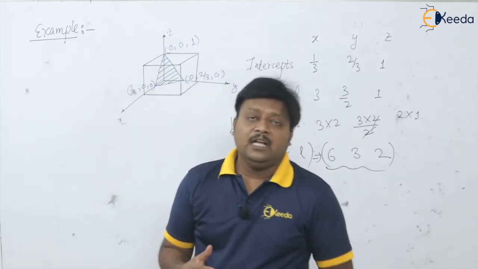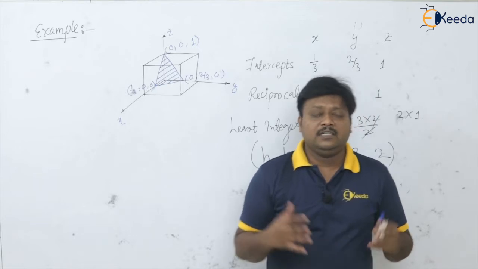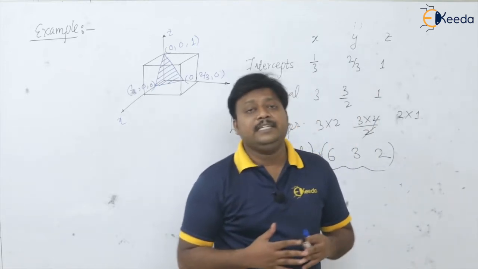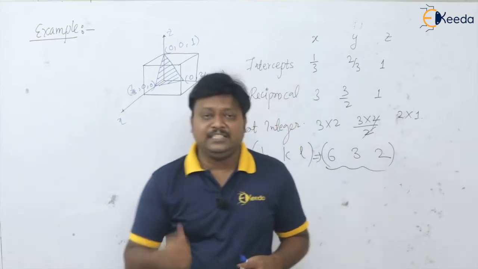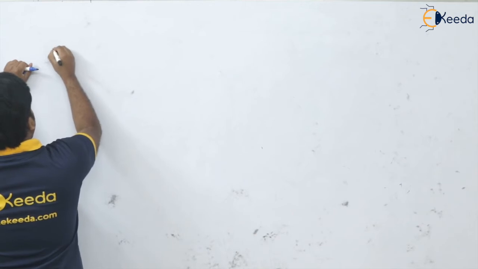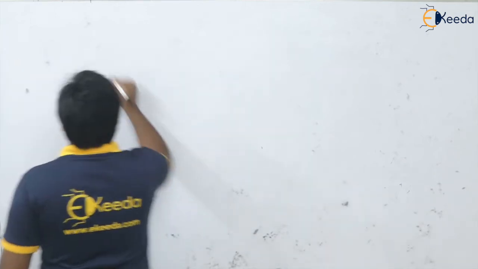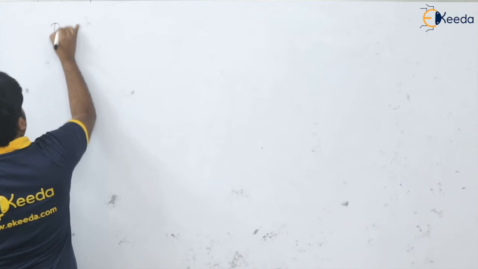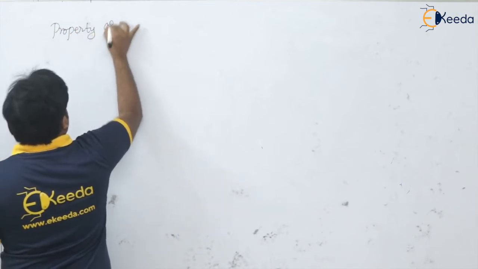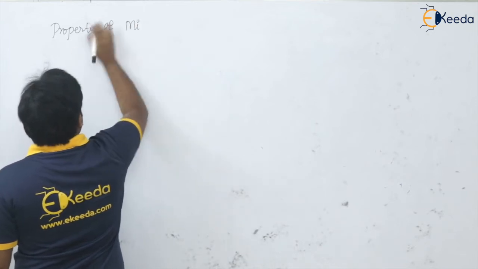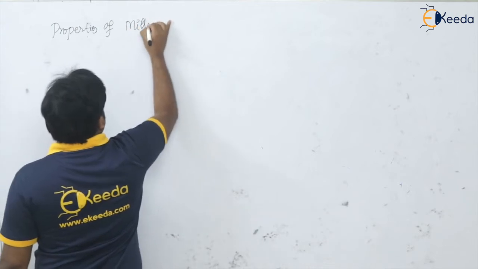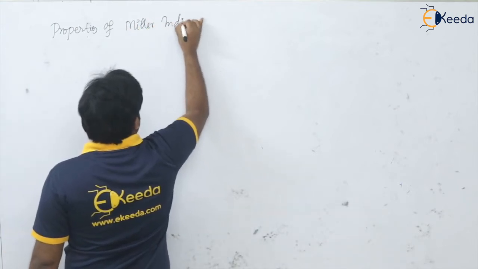So dear students, after seeing some examples, we are definitely going to understand the important characteristics of the Miller indices. Let us see that. What are the characteristics we are going to learn here? We will see the properties of Miller indices.